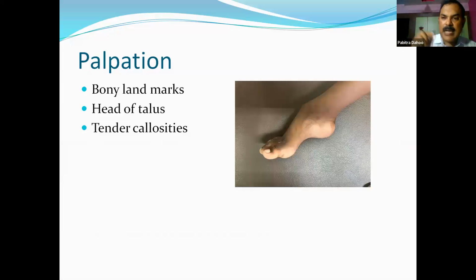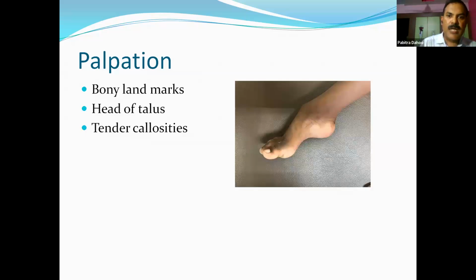Talar head prominent medially indicates that there is a collapsed talonavicular joint. So you have to advise your orthotic treatment accordingly, supporting your talonavicular joint. If the talar head is palpated laterally, that means you are dealing with a varus foot. So accordingly, you have to deal with your orthosis also.